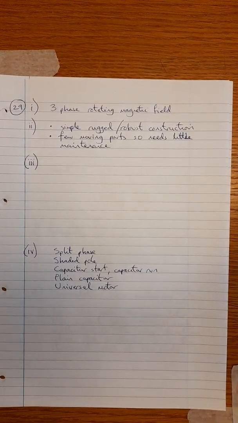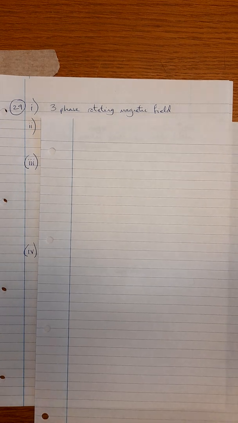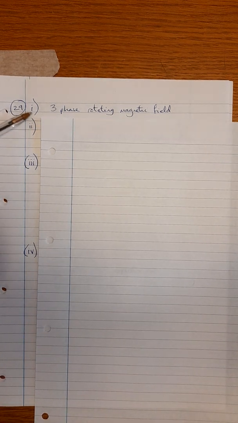Let's move swiftly on to question 29. So looking at some motors, let's pop this back in there. I've changed the way I've numbered the question. I've no idea what EAL or any exam board will do to you. So instead of going A, B, C, I've gone 1, 2, 3, 4 using Roman numerals this time.